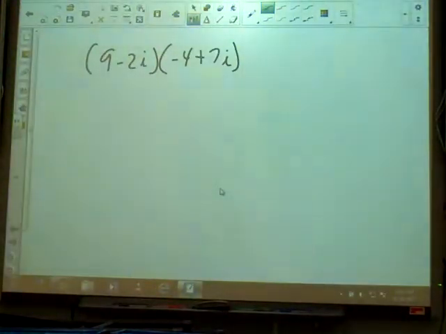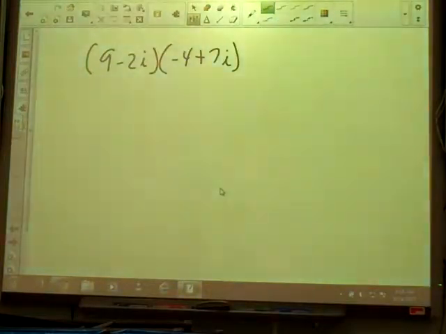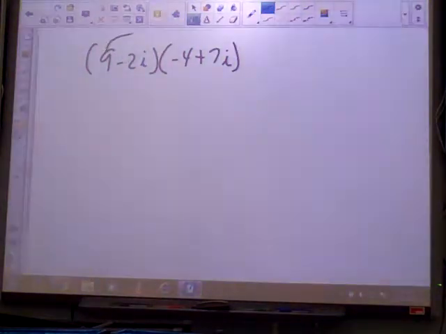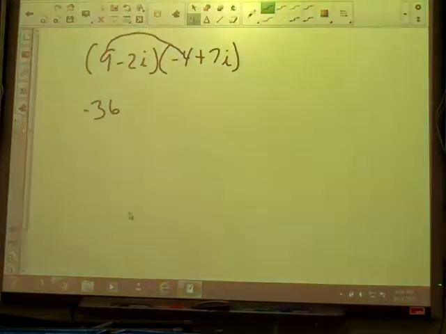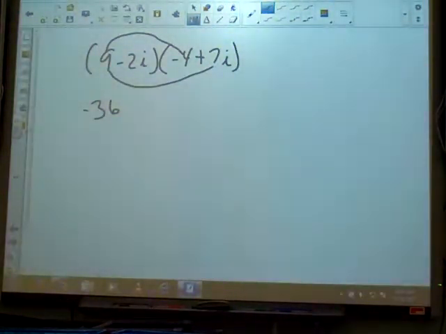Okay, so we've talked a lot about a binomial times a binomial. You're multiplying them, obviously, and you can just do it by distributing to everything. My method is I use the first, outer, inner, last, FOIL, so it doesn't matter. I'm going to go ahead with my FOIL. You'll follow it here. 9 times negative 4 is negative 36. Outer, 9 times 7i, so positive 63i.